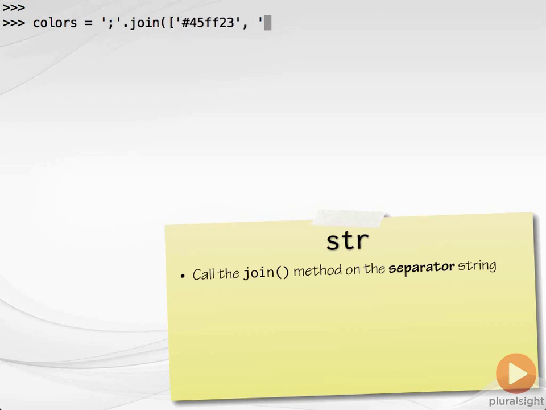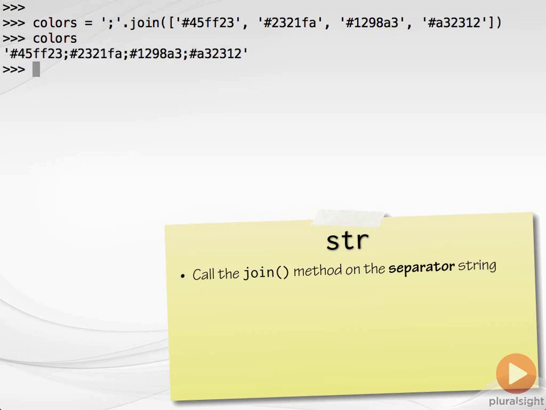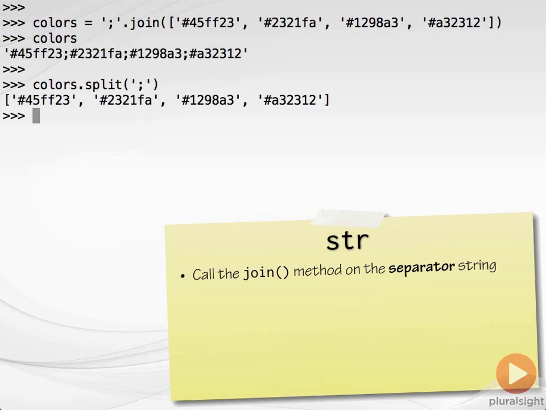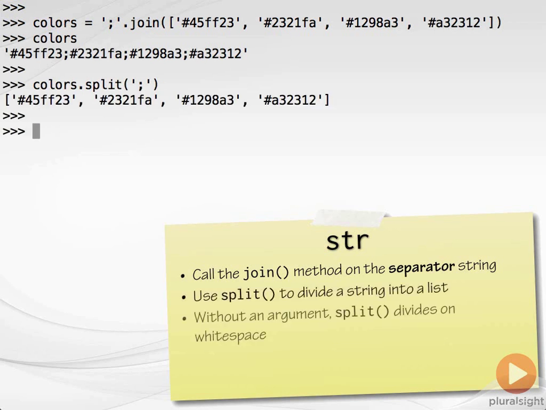To join a list of HTML color code strings into a semicolon separated string, we call join on the separator we wish to use, the semicolon, and pass in the list of strings to be joined. We can then split them up again using the split method, which we've already encountered, but this time we're going to provide its optional argument.